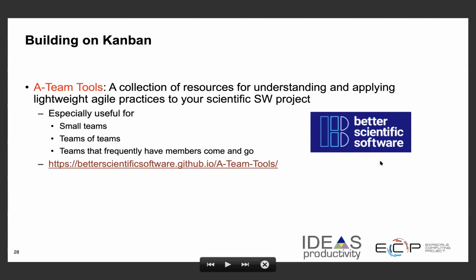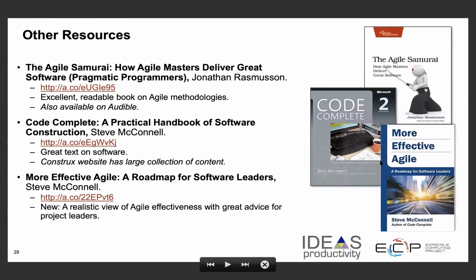This slide shows what we have in place, what our team has in place. It's called A-Team Tools. It is a collection of resources for understanding actual practices and seeing how it applies to your team. The URL out here will take you to where all this information and resources are stored. And then out here, we have some more resources, some more really nice books that are useful to help you get started on your Agile Kanban journey. I think that's the last slide.